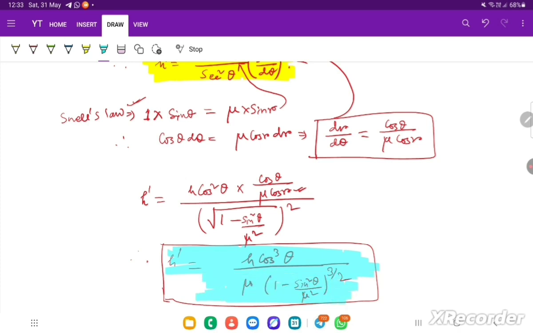We have brought it in terms of h, mu and theta only. h and theta are given and mu is constant for a particular medium. So this is our answer.